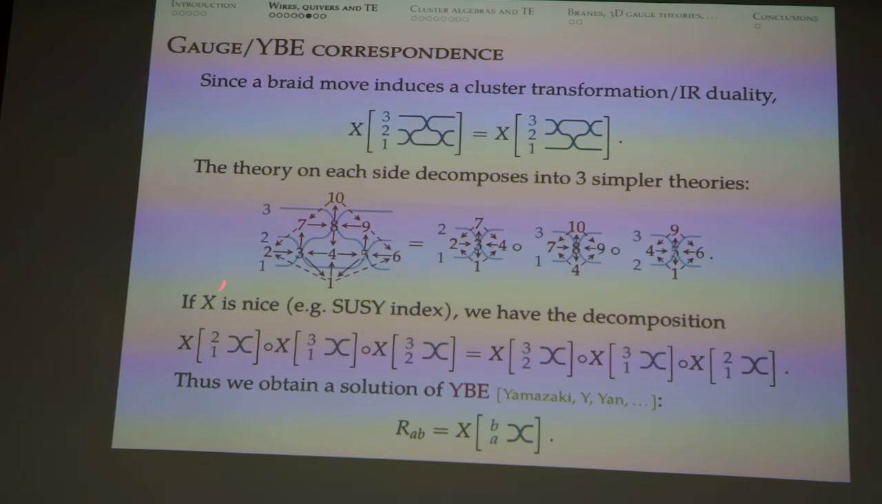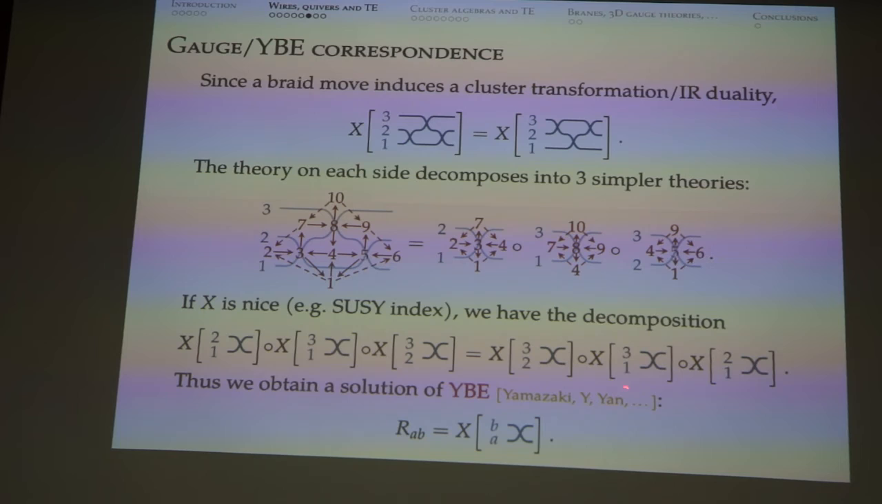Now, if the quantity X you choose is nice enough, such as something called the supersymmetric index, then the corresponding equation like this also decomposes according to this decomposition. So you get this kind of equation from this equation. But what is this equation? This equation is actually the Yang-Baxter equation, okay? Where the R matrix R_AB is just this quantity X calculated in this supersymmetric field theory associated to some quiver which is assigned to this diagram.